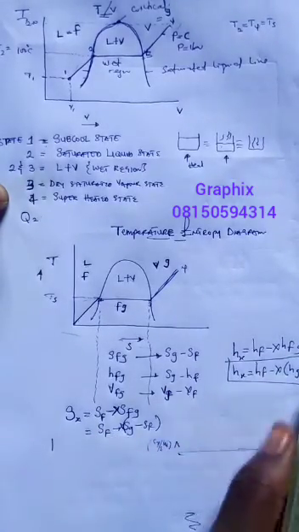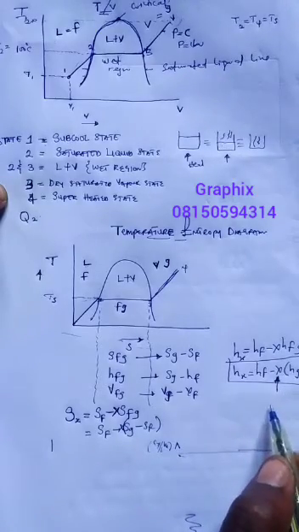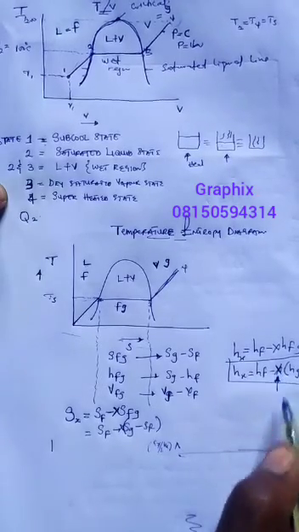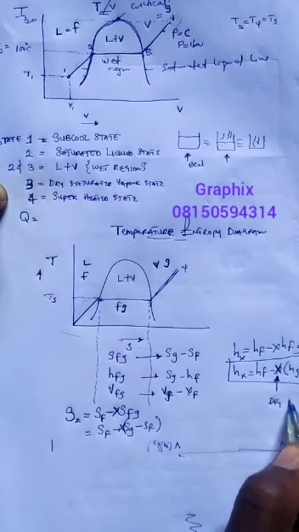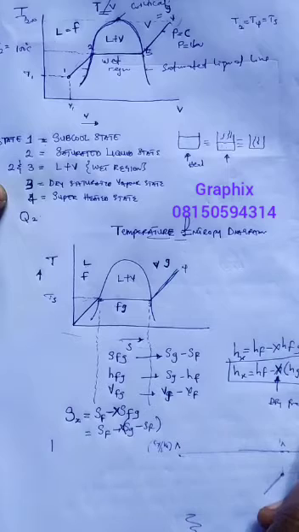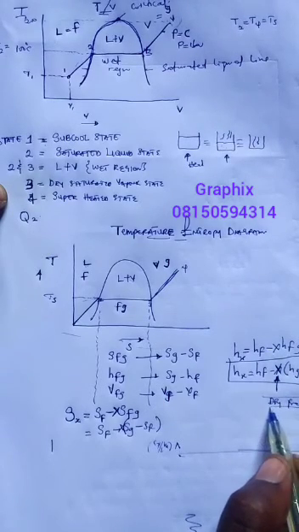Now what do you notice in this formula here? We are saying this variable here, we call it X, and that X is called our dryness fraction, right? So in our next video we'll be talking about what is called the dryness fraction.